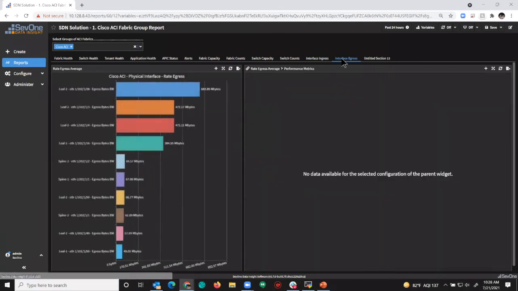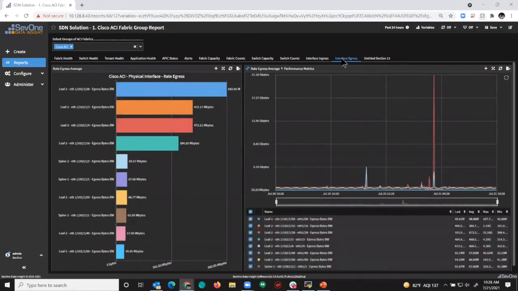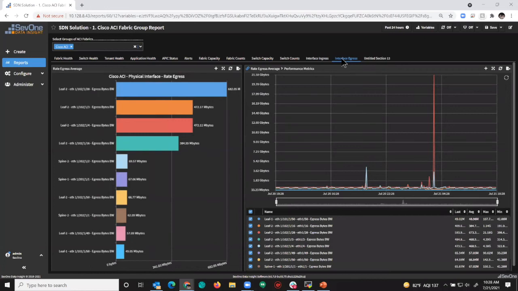So typically ACI keeps track of stuff based on ingress and egress, separate metrics. So we keep track of that. And then this last panel. So when I showed you these guys before, there's a lot of graphs here.